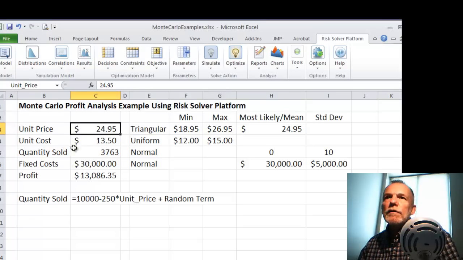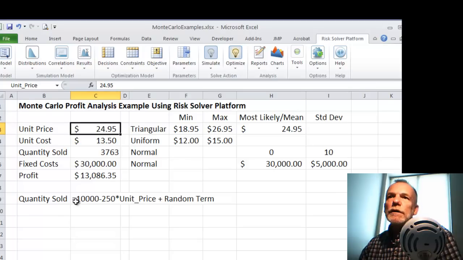And for each of these first four, we think that those are going to follow some type of distribution. We're not settled yet on the price. We think the unit price is going to be between $18.95 and $26.95, with the most likely of $24.95. We think our unit cost is going to be somewhere between $12 and $15, equally likely, a uniform distribution.